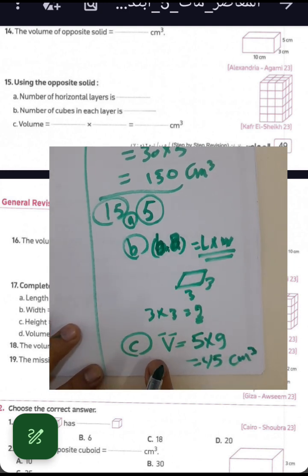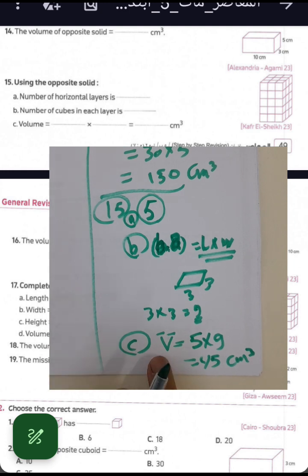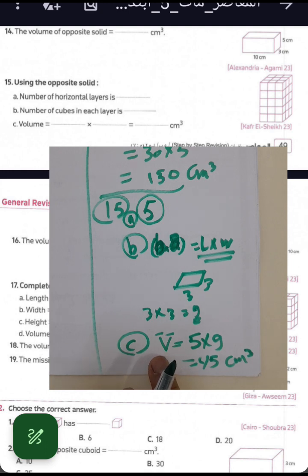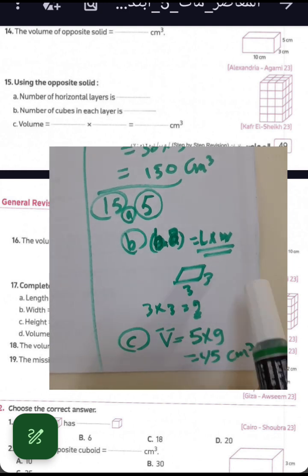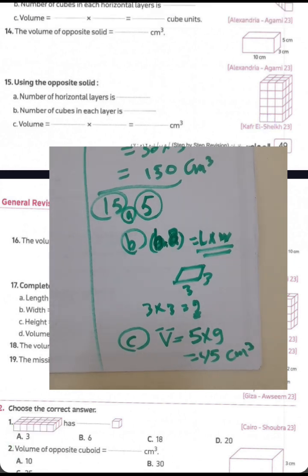Again, if you want to find the volume of the solid, you must find the number of horizontal layers and the number of cubes in each layer and then write the product between them. The volume of cuboid equals the number of horizontal layers product by the number of cubes in each layer. The result will be 45.